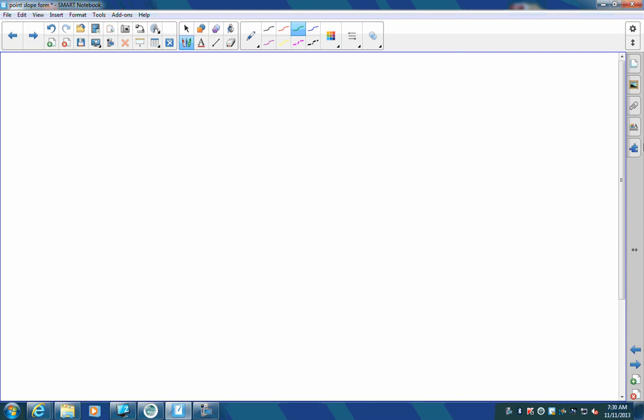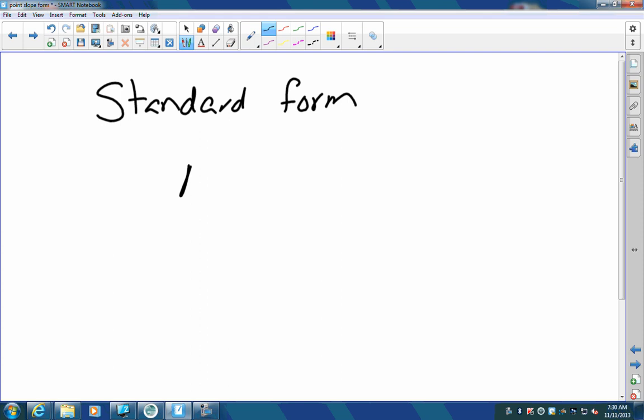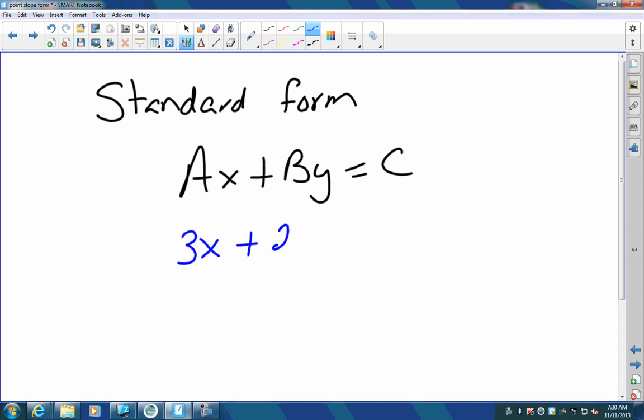Then, we also have things in standard form. Standard form is ax plus by equals c. For example, we had equations that said 3x plus 2y equals 12. This was in standard form where x and y are on the same side of the equation. Then what we worked on was taking equations from standard form and moving them into slope-intercept.